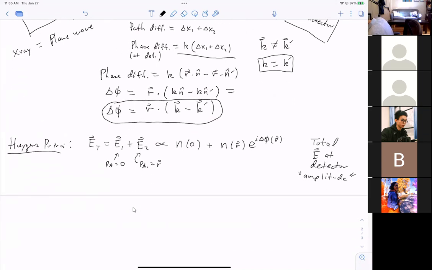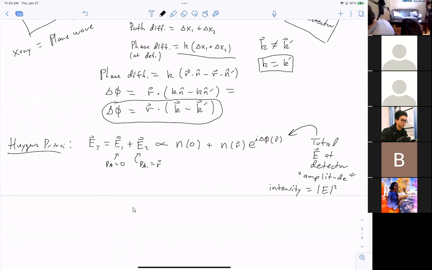Since the intensity is equal to that thing squared, intensity is equal to E squared. So the total amplitude of the electric field of the X-rays at the detector is going to be proportional to this quantity. So what that means then is that that's the total amplitude due to the sum of those two waves.